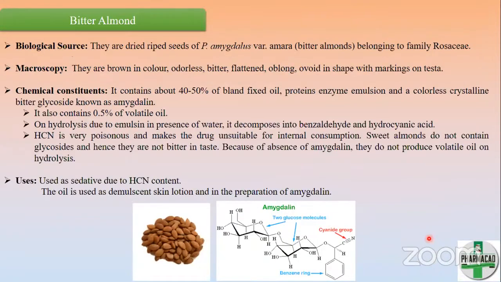Okay. The first drug that we study under this class is bitter almond. They are nothing but dried ripe seeds of Prunus amygdalus, variety amara, belonging to family Rosaceae. They are brown in color, odorless, bitter, flattened, oblong, ovoid in shape with markings on the testa. The major chemical constituents: it contains about 40 to 50% of bland fixed oil, proteins, enzymes, emulsin, and a colorless crystalline bitter glycoside, which is known as amygdalin. It also contains 0.5% of volatile oil.